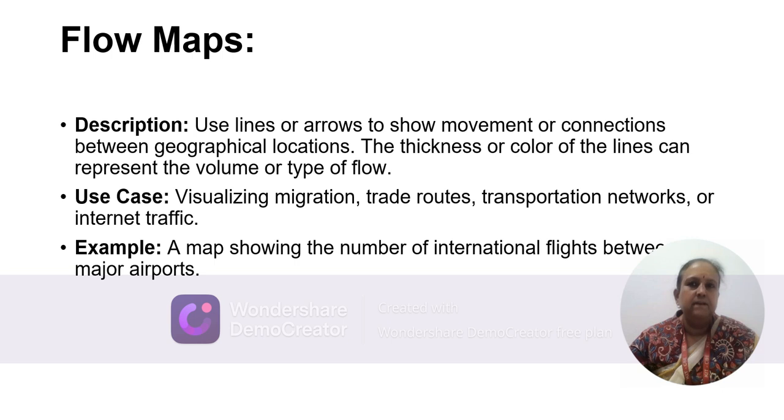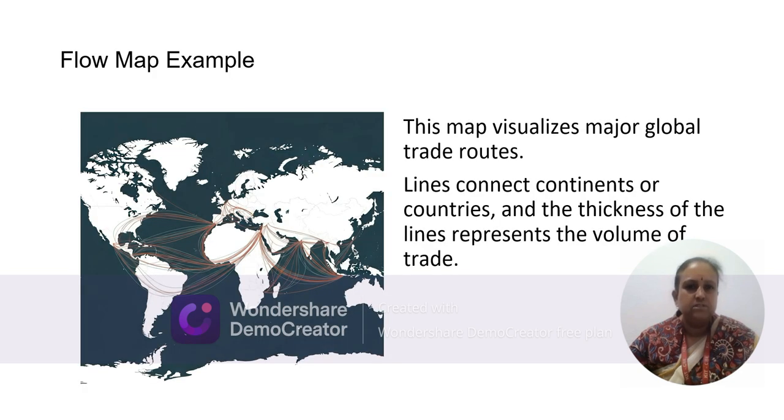Like, for example, migrations, trade routes, transportation networks, or internet traffic would all be use cases for this type of flow map. Here is a map showing the number of international flights between the major airports. You can see the flow map between the international airports, showing the major flights between these countries.